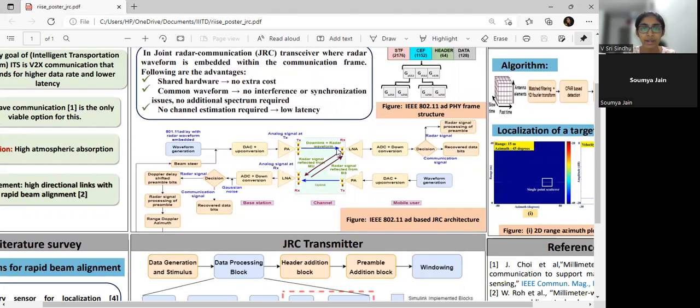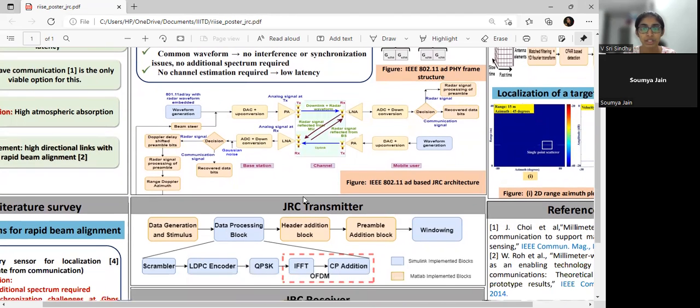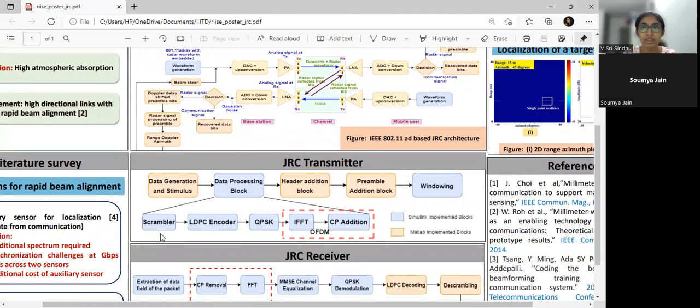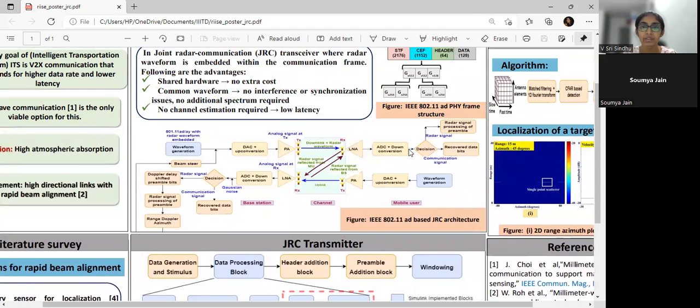The data and header pass through four main stages as shown in this figure. That is, scrambler, LDPC encoder with 3/4 code rate, QPSK modulation, and OFDM modulation, which is an IFFT operation followed by a cyclic prefix addition. The data frame is appended to the header and windowing is performed using raised cosine. This is followed by a digital to analog converter and up converter, which is then fed into the RF front end and it is transmitted over the channel.